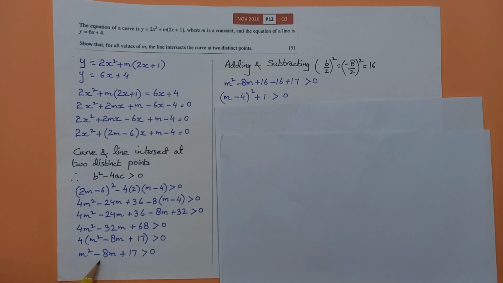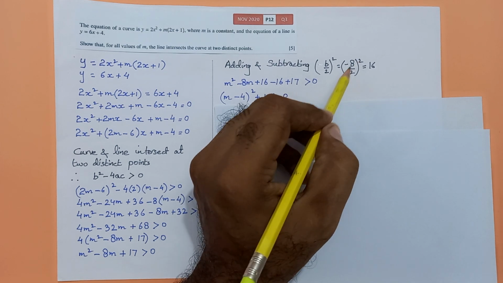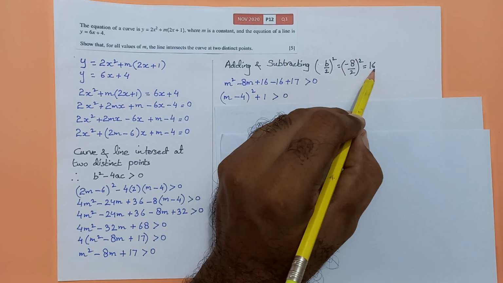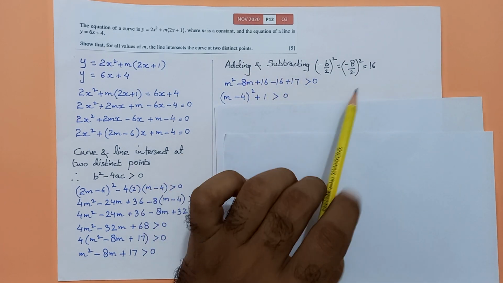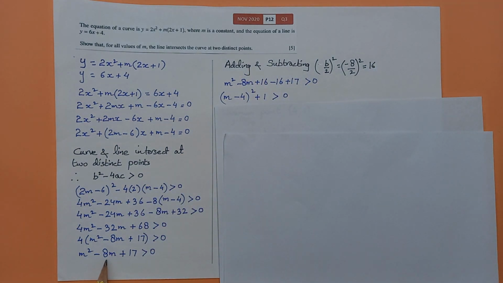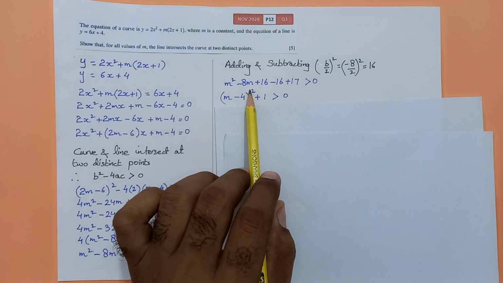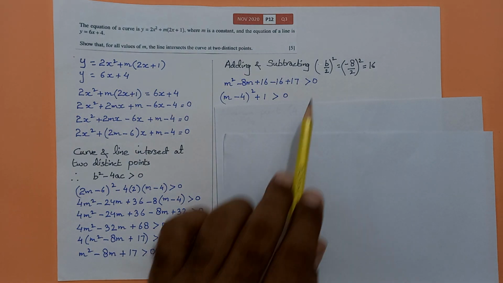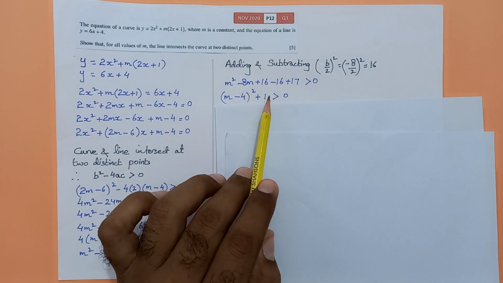Then just look at the coefficient of m, which is negative 8, divide that by 2 and square it, and after that simplify that. It would be 16. As per the rule, add and subtract this 16 in this particular quadratic equation, as we have done over here: m square minus 8m plus 17, adding 16 and subtracting 16.